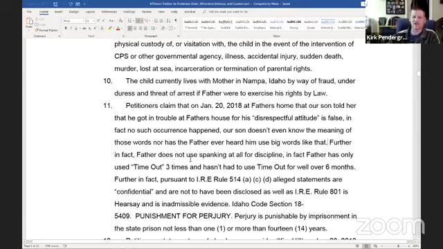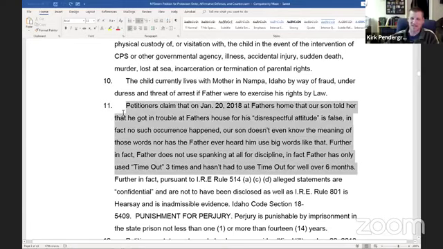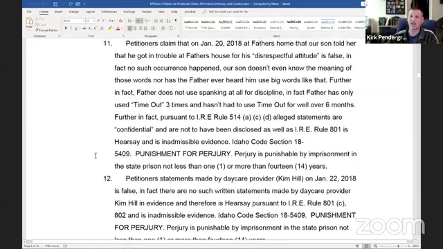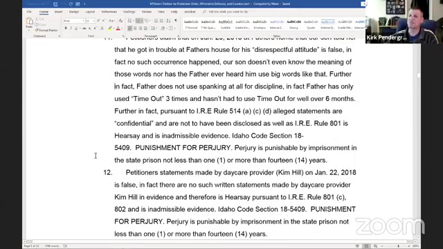Further, in fact, father does not use spanking at all for discipline. In fact, father has only used timeout 3 times and hasn't had to use timeout for well over 6 months. Those are facts, my facts. And unless she can prove otherwise, kick rocks. This is how you beat them up. This is how you beat them up bad. But you got to do it just like this, right?